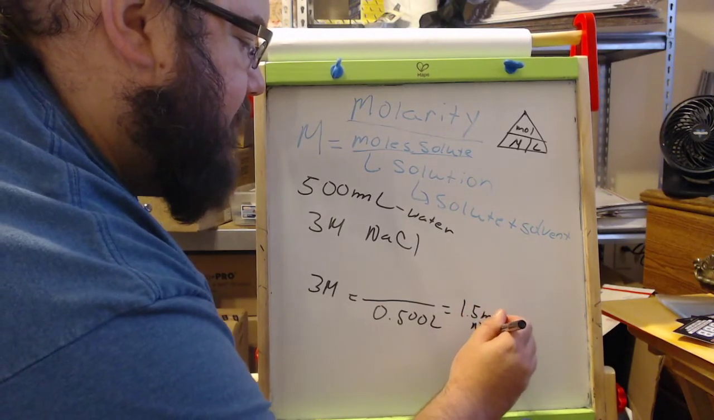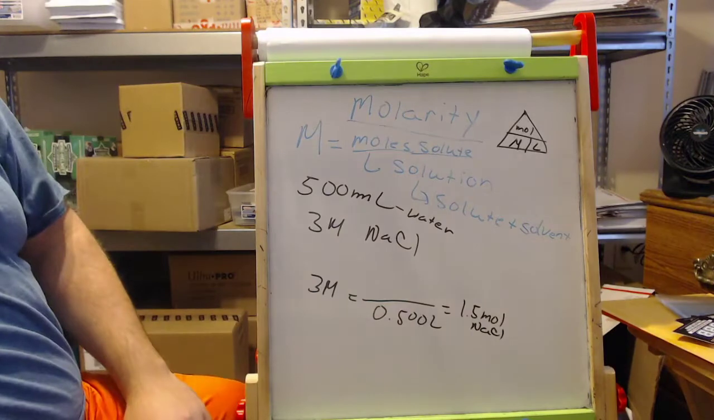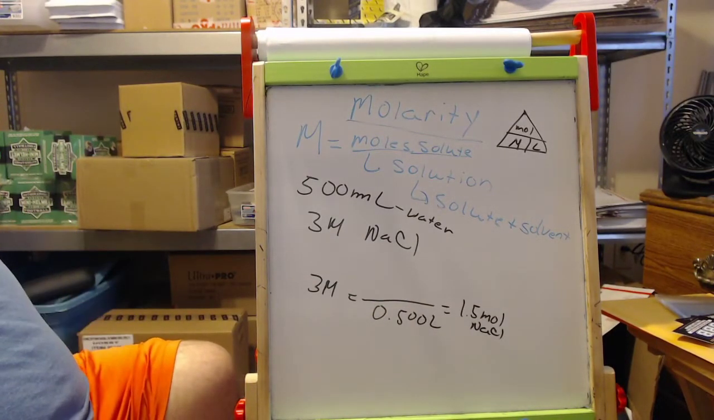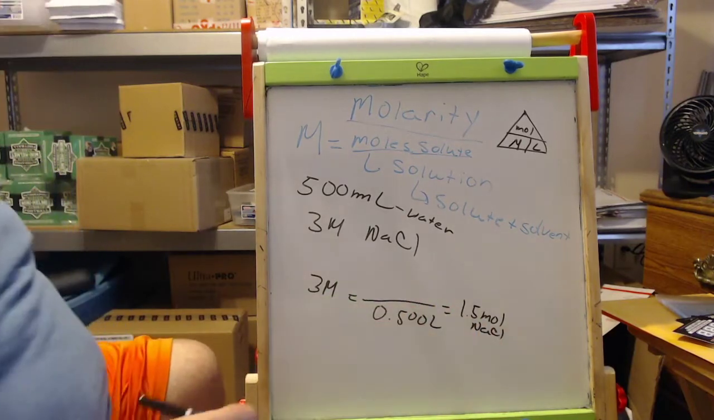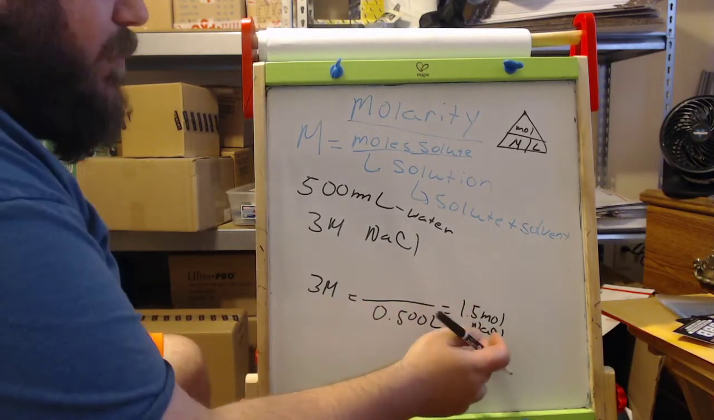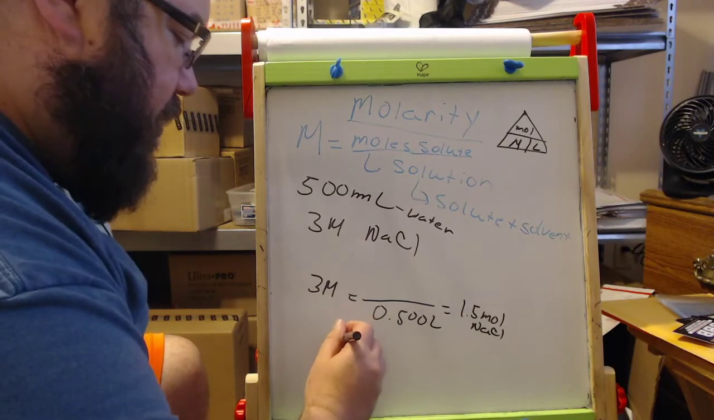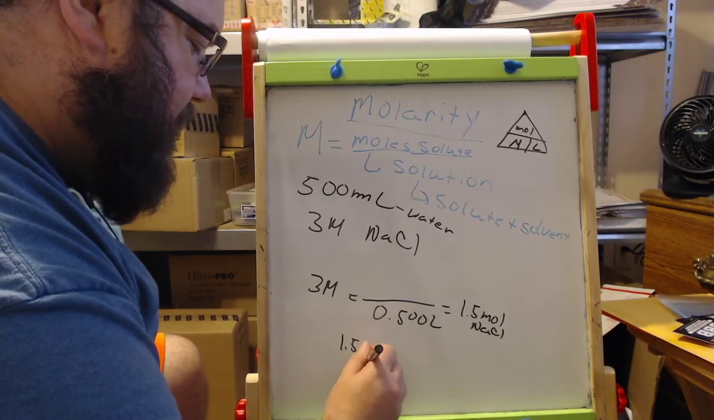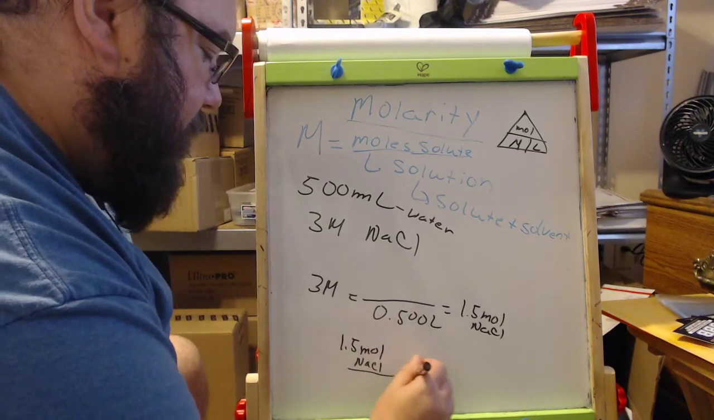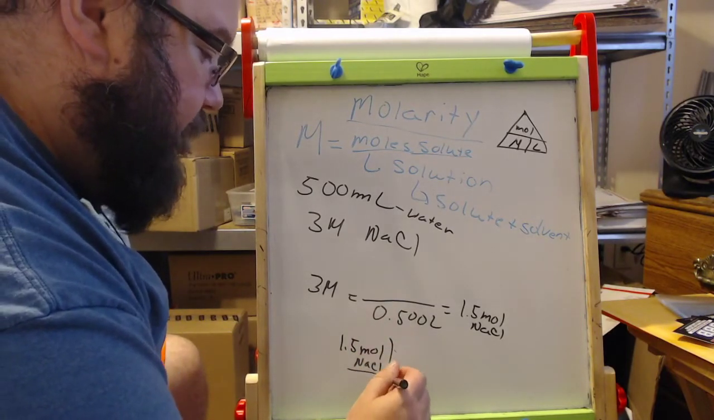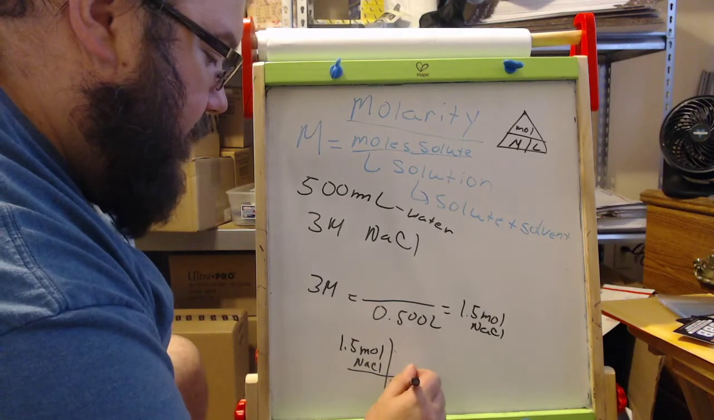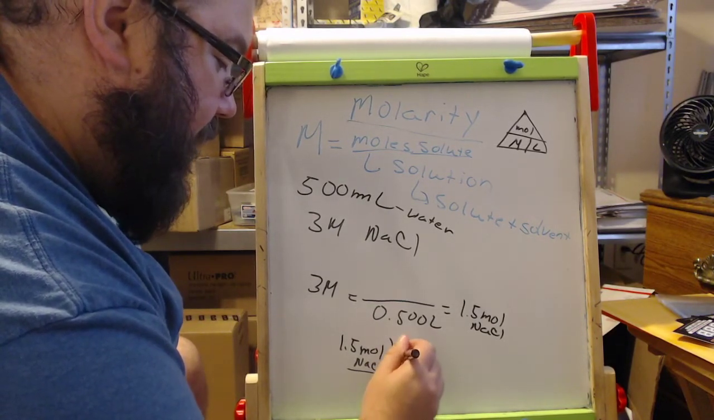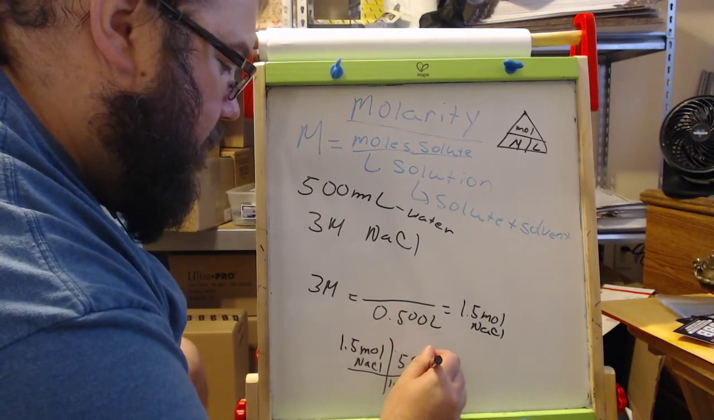But the problem is, if I were trying to tell somebody to make this solution, they're not going to know what moles are. They can't go down to the lab. If they have no chemistry experience, they don't know what moles are, but they could weigh out grams. So I would take my 1.5 moles of sodium chloride, and for every 1 mole, the mass is roughly 58.5 grams.